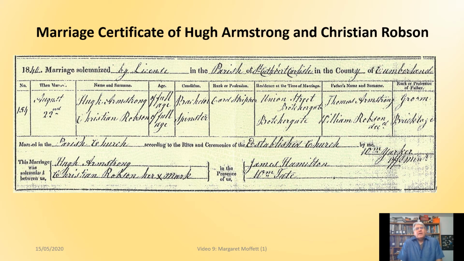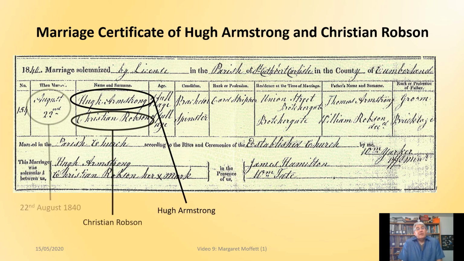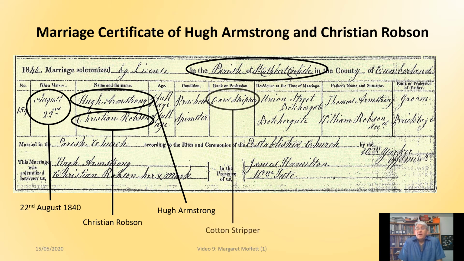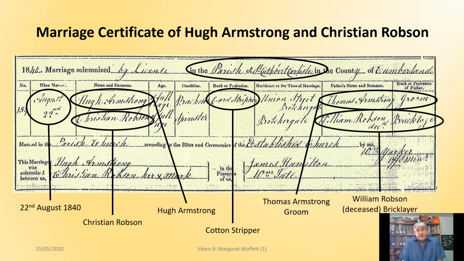If he was born around 1816, then he is likely to have married sometime between 1835 and 1841. A search for a marriage involving a Hugh Armstrong reveals that he did in fact marry a Christian Robson on the 22nd of August 1840 in Carlisle. The certificate records Hugh as a cotton stripper, and his father is Thomas Armstrong, a groom. Christian's father is William Robson, deceased, and he was a bricklayer.